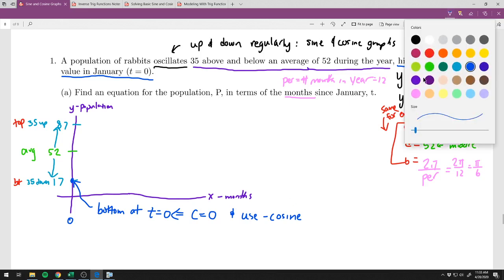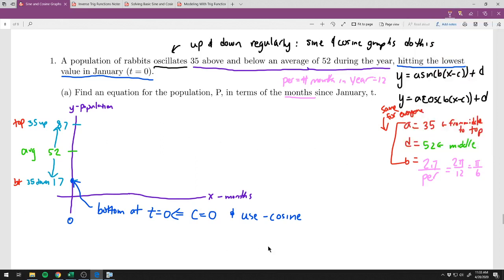Okay, so what you pick as far as cosine, negative cosine, goes with the C value. And that's the only piece of information we're given. We don't know what's happening in 3 months. We don't know what's happening in 6 months. We just know it's at the bottom at t equals 0. So we pick C along with the correct trig function.